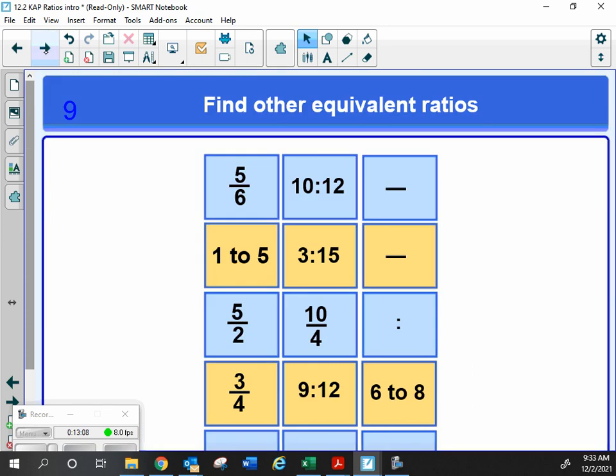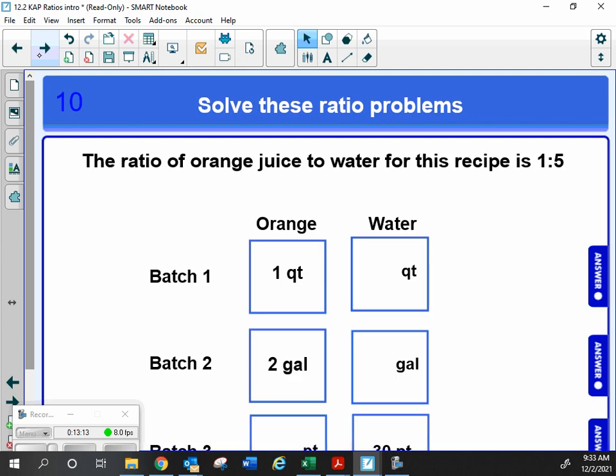Okay, I'm going to go ahead and skip over this page because again, I think we're pretty good on this. I'm going to go to one that's a little spicier. Okay, so we have more of a real world question. It says the ratio of orange juice to water for this recipe is 1 to 5. So again, I'll always underline, circle, and then underline so I know what that is. Okay, it's 1 to 5.